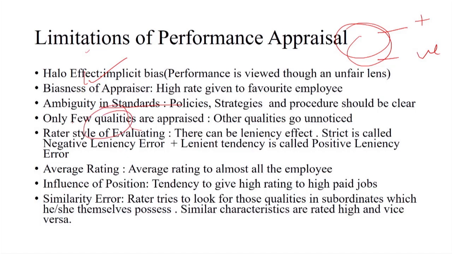Then, as I was just talking about the leniency effect, if you are too lenient with your appraisal system, then there will be positive leniency error, and vice versa. And then average rating or similarity effect. Definitely the rater will be looking for the qualities which he himself possesses. If he is able to find those qualities in the person, then definitely the person will get a high rating, or vice versa. So this was all related with the limitations of the performance appraisal.